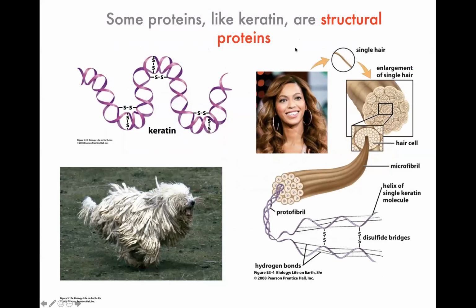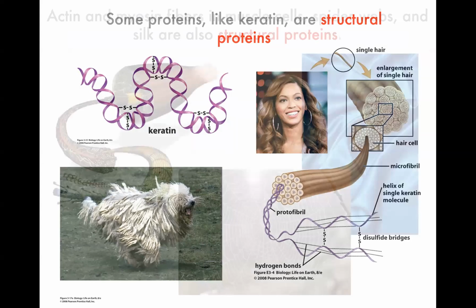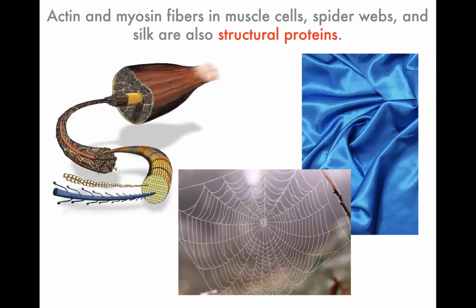So let's look at some examples of proteins. Keratin plays a role as a structural protein, all right? You've probably heard about it as a structural protein for our hair, skin, and nails. Actin and myosin fibers are in our muscle cells. These are also examples of structural proteins, all right? So we have different types of proteins that have various functions.